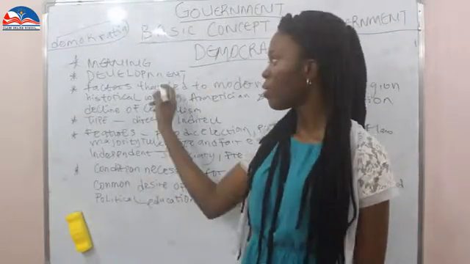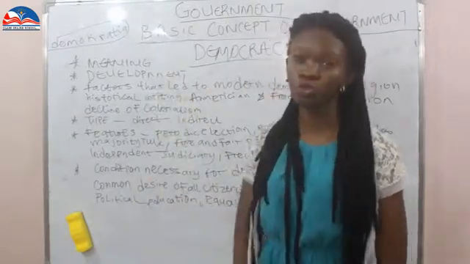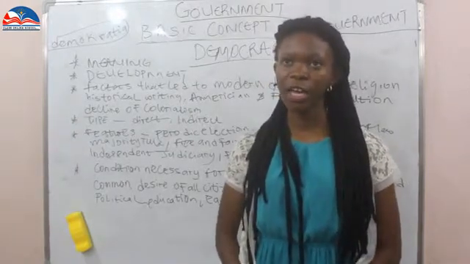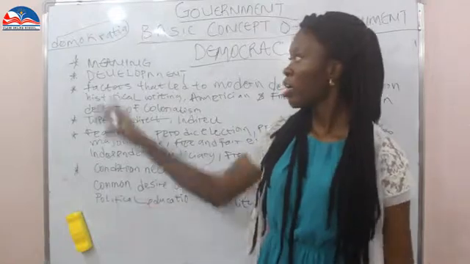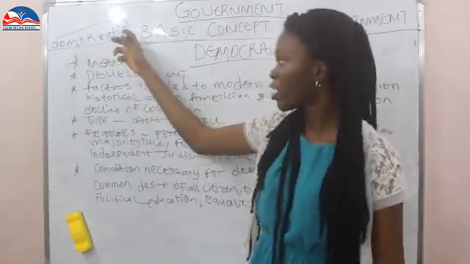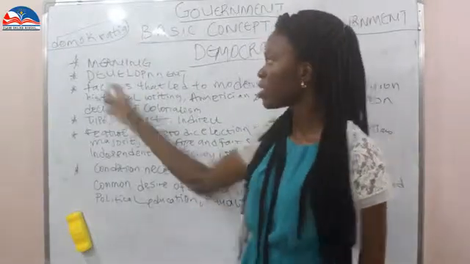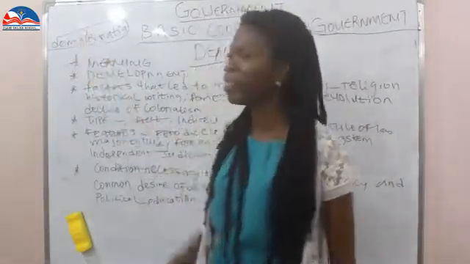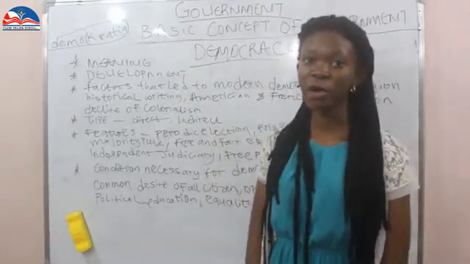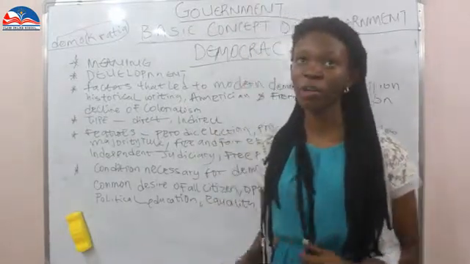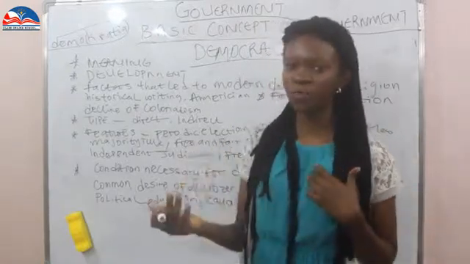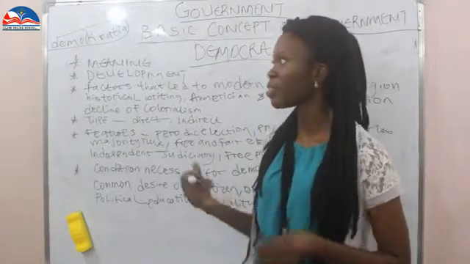Now we're going to bullet point 2. Democracy actually developed from ancient Greek. The word democracy is coined from the Greek word demokratia. Demo means people, while kratia means rule. That is why when we're talking about democracy, we're talking about self-rule by the people, me and you, we.